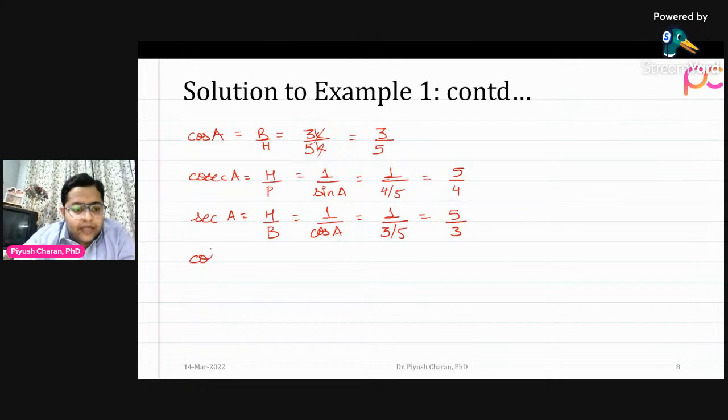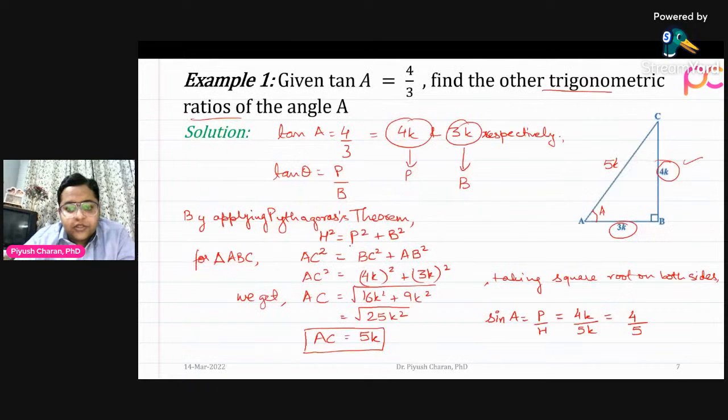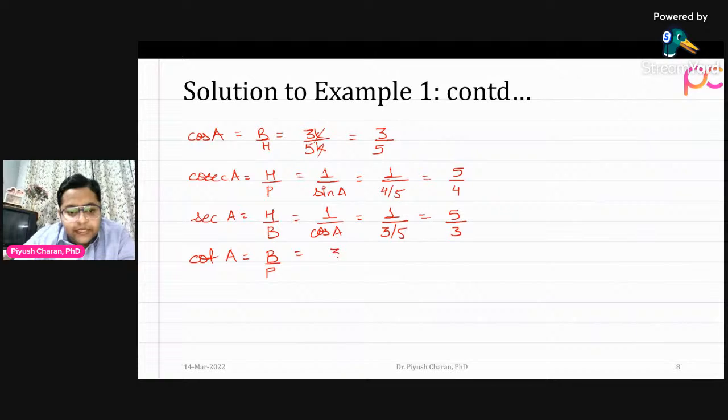Now we have to calculate cotangent of angle A. Cot A will be equal to base upon perpendicular. Base was 3k, and perpendicular was 4k. So 3k upon 4k is equal to 3 upon 4. So these are all the required answers to this question, all the trigonometric ratios that we have found for angle A.